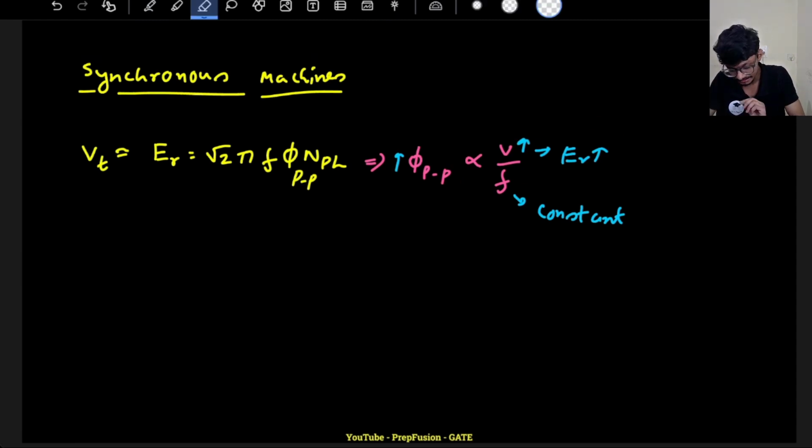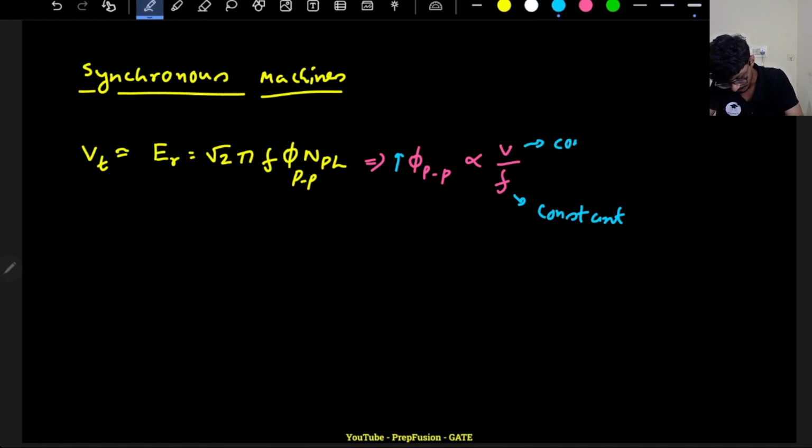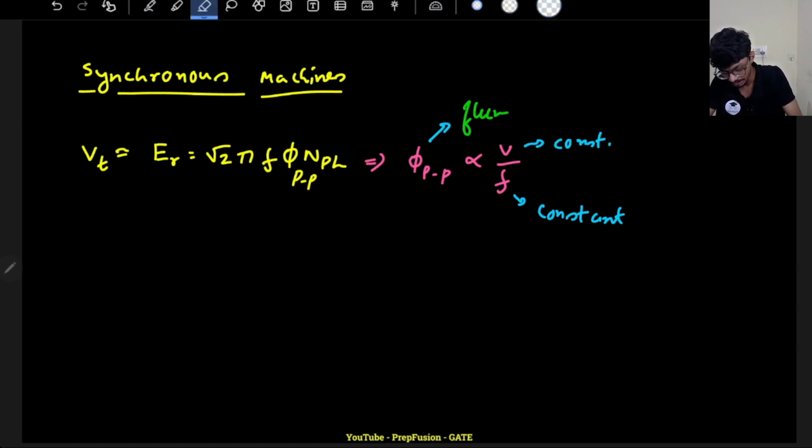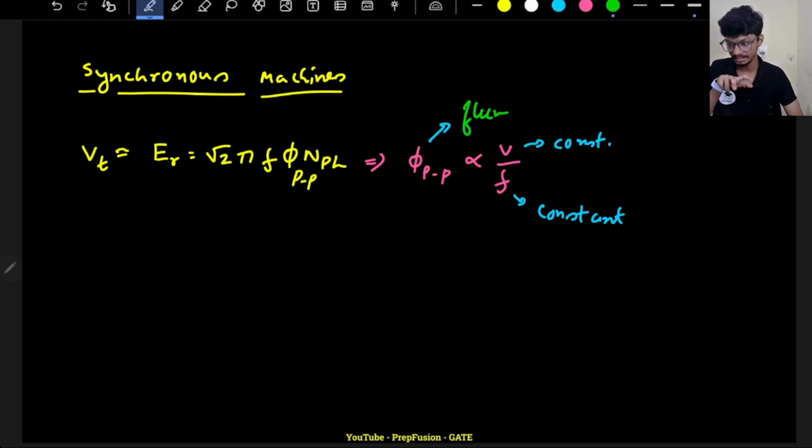Now let's understand this other way around. If I tell you that I want a constant voltage, this I need constant, that means I need this flux to be constant, correct? If I need the flux to be constant, that means whatever flux that the DC supply is able to generate on the field poles, rotor. So basically field flux should remain constant.